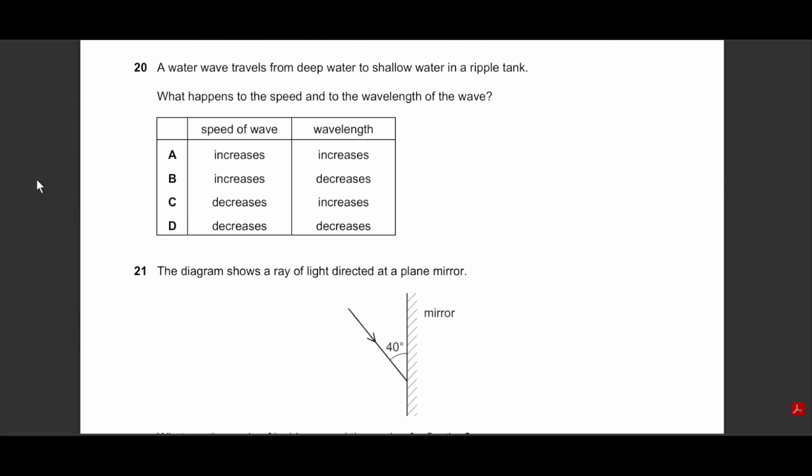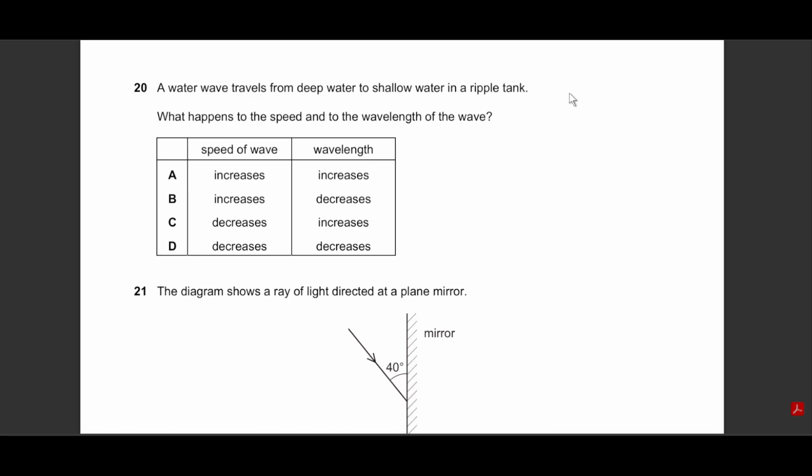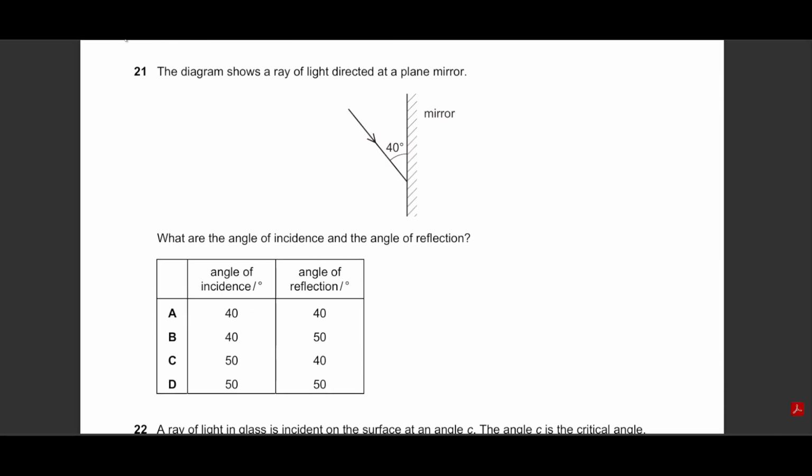Question 20. A water wave travels from deep to shallow. This is a refraction case. Frequency does not change. v is proportional to lambda. If you're going from deep to shallow, speed decreases and wavelength decreases. So both options should be decreases. This is option D. It's from memory, it's from knowledge that you've already acquired in this chapter.